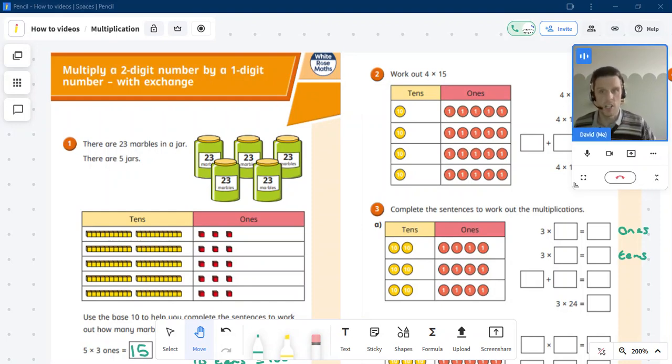For the second question, we've got 3 lots of 12s, so we need to write a multiplication expression to match the addition. So here we've got either 3 times 12 or 12 times 3. Remember, you can write them either way around and you get the same answer. For the second one, you've got 4 lots of 15. So it's 4 times 15 or 15 times 4.